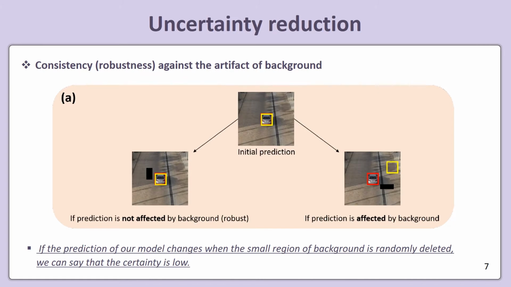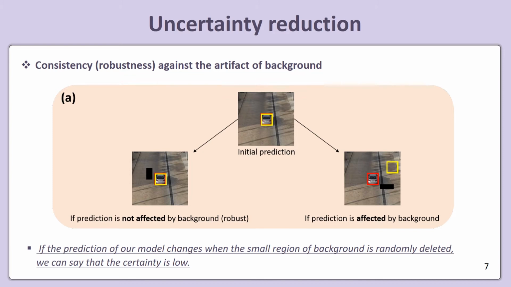This is our first contribution. We focused on robustness, which is the consistent tracking ability, particularly against the artifact of background features. The robust model can consistently track the target, whatever occurs in the background, even whenever we remove some region of the background. Let me show an example.